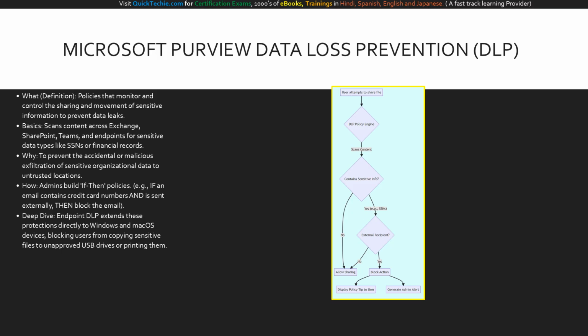For our deep dive, realize that DLP doesn't just stop at the cloud. Endpoint DLP extends this exact same logic down to the physical hardware, allowing you to block an employee from copying a confidential file to a personal USB thumb drive.